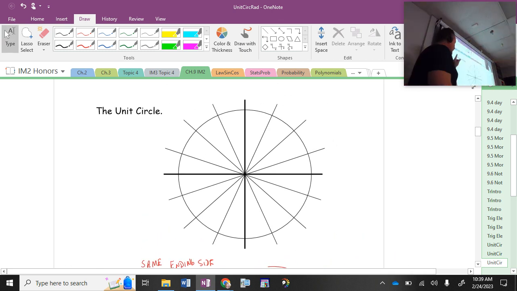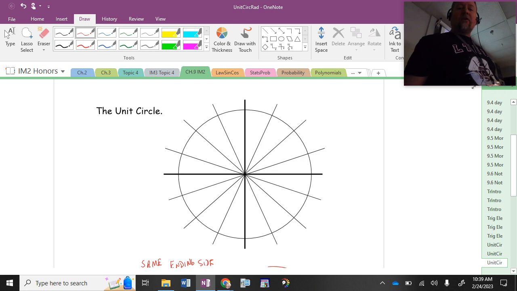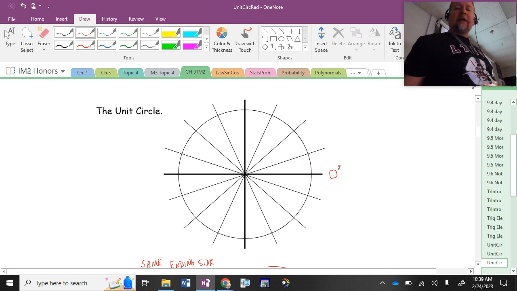So we're going to only name the positive angle measures. So we're only going to go counterclockwise. And we're going to start with what's called, I'm going to throw out a word that'll be used later. These are called the quadrantals.